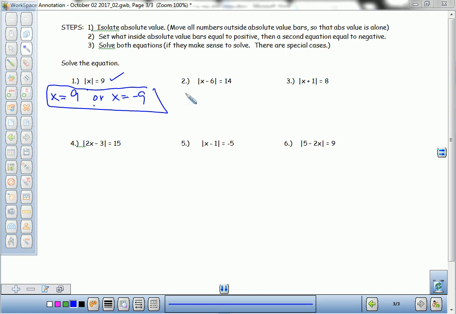So we can take all of this stuff and set it equal to the positive, and all of that stuff and set it equal to the negative, and both of these give us the ability to get the correct answers. Now we solve. Once we split it up into the two possible equations, then we solve. So we get x equals 20, or this gives us negative 8.